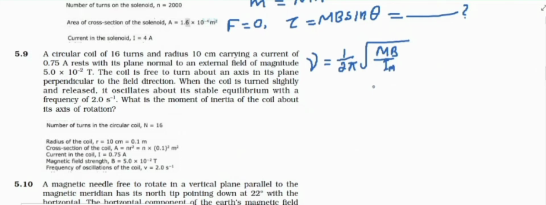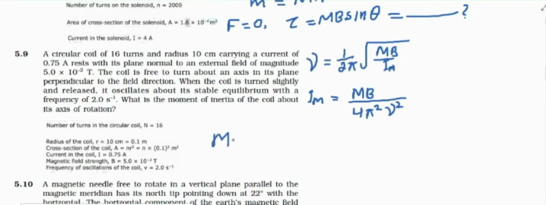Now here, square the equation and cross multiply. You will get moment of inertia Im is equal to mp upon 4 pi square nu square. Here we need to find magnetic moment M.